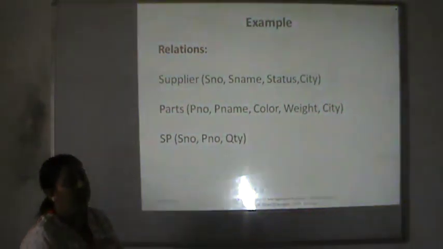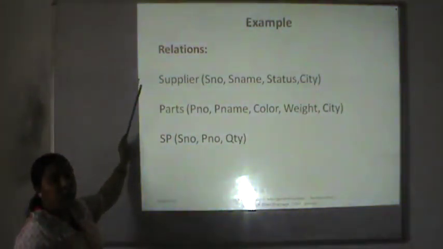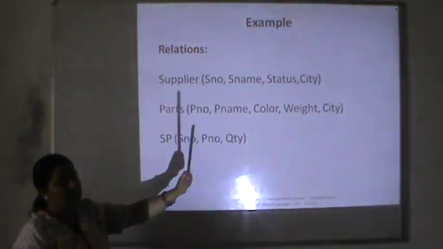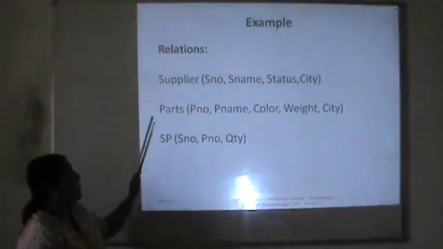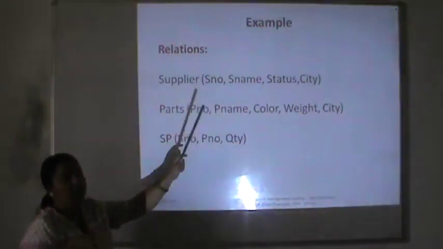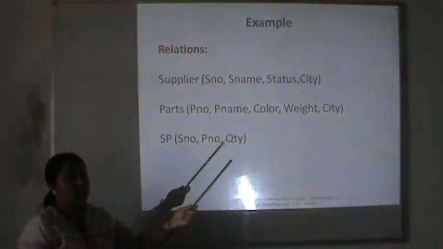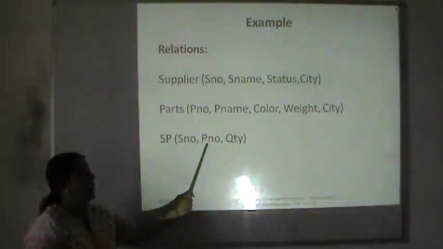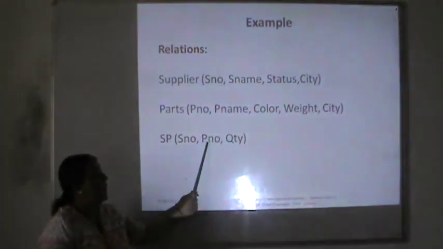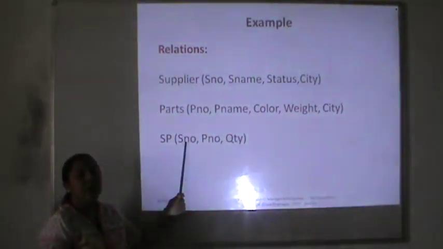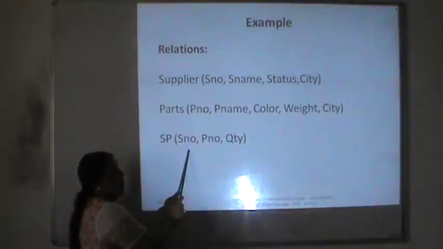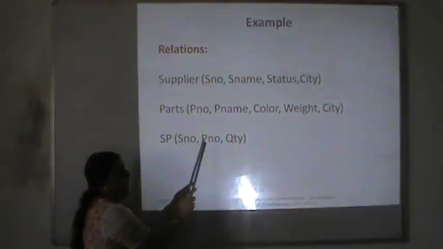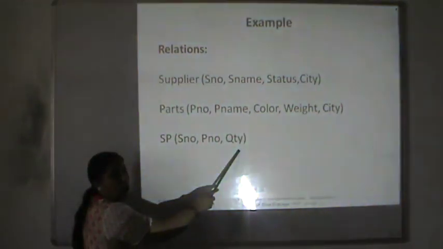But let us take an example. We need to store data about suppliers: supplier number, name, status and city. We also wish to store data about parts: part number, name, color, weight, city where the part is located. So SP stores the supplier number, part number and the quantity in which the part is being supplied by the supplier. Here supplier number, part number and quantity means the particular supplier is supplying this part in such and such quantity.